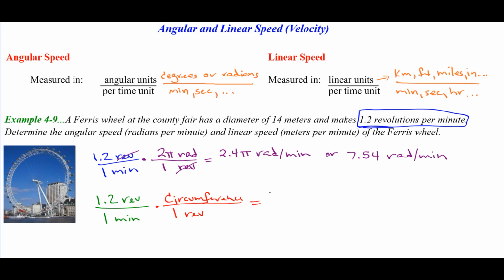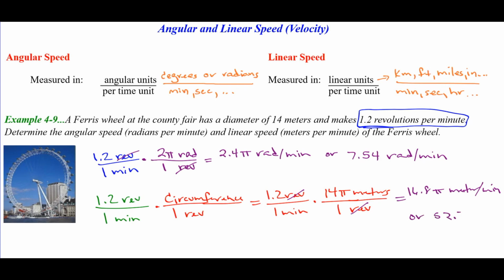So I'm going to rewrite this. This is 1.2 revolutions in 1 minute times, so my circumference, if my diameter is 14 meters, is going to be 14 pi meters over 1 revolution. So remember, this has to be equal, so 1 revolution is the same as the circumference. So at this point, I can cancel the revolutions, and now we have 16.8 pi meters per minute. Or here we could say 52.78 meters per minute.